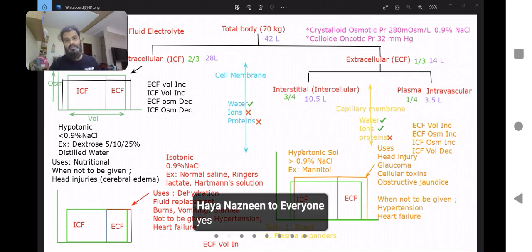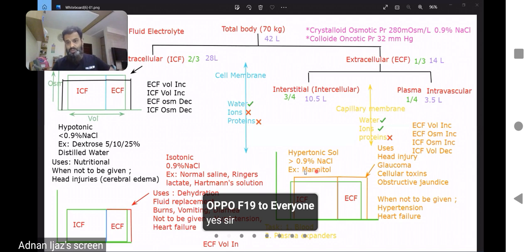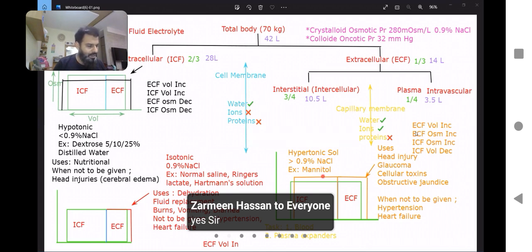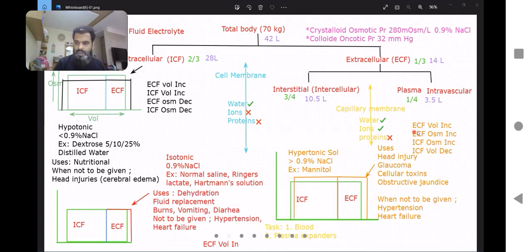I hope it is easy now. And now the example of this solution is mannitol, which is given in routine. What will happen is extracellular fluid volume will increase, extracellular osmolarity will increase, intracellular osmolarity will increase. However, intracellular fluid volume will decrease. Now, when will we give it? We will give it in a case to decrease the cellular edema, when you wish to decrease the amount of water in the cells.